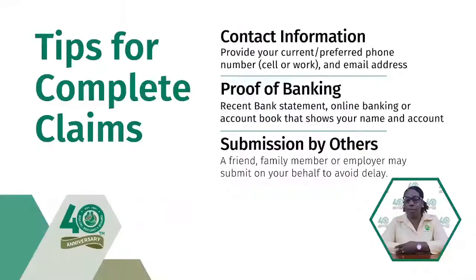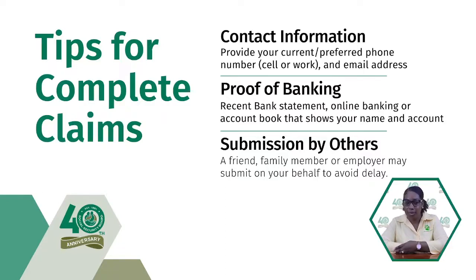So here are just some additional tips to ensure that you have a complete claim. And we've touched base on a few of them earlier on, but there's nothing like reinforcing information. The first is that you need to ensure that you provide us with accurate and up-to-date contact information. Let us know what your phone number is. It can be a cell number, it can be your work phone, and please provide us with an email address. I've let you know a little earlier on why the email address is so important.